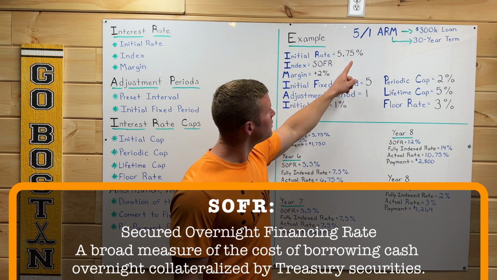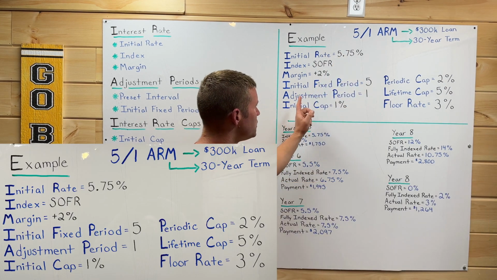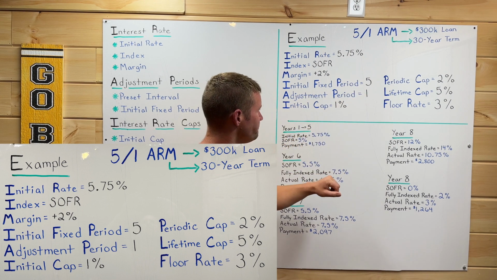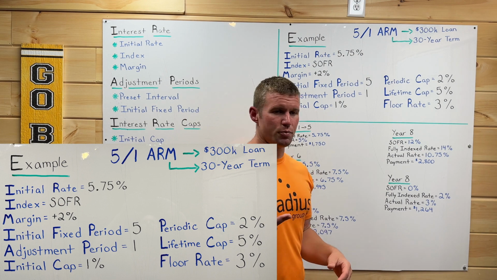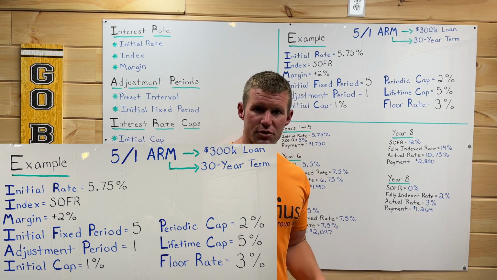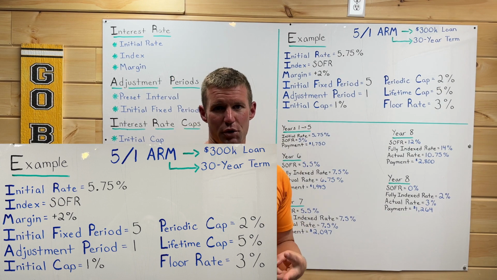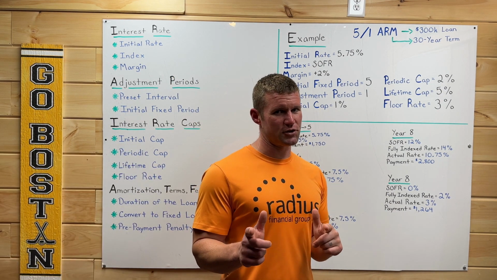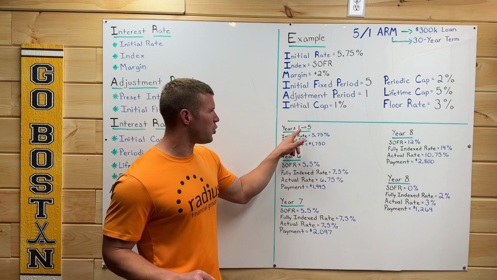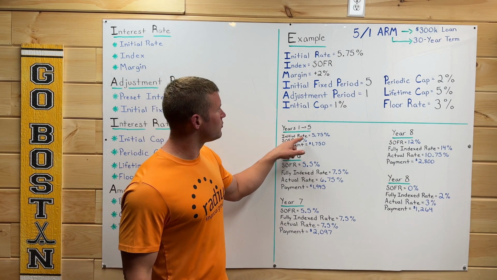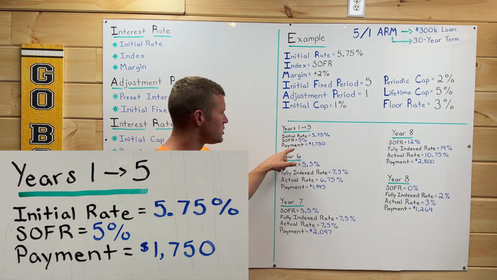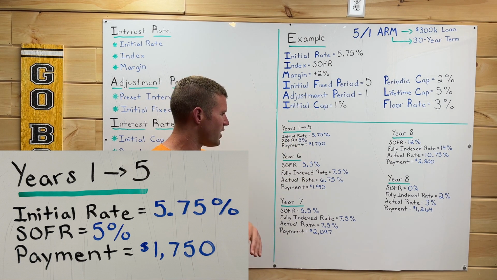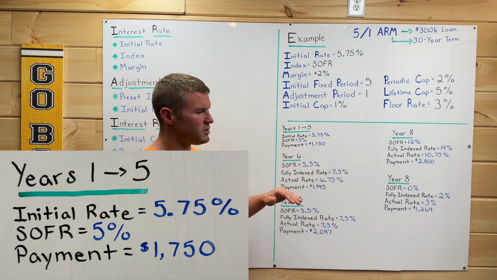The initial fixed period, again, is 5 years. The adjustment period is 1 year. Initial cap is going to be 1%. Periodic cap is going to be 2%. Lifetime cap of 5%, and then a floor rate of 3%. All right? Stick with me because this is a good example. Let's talk about years 1 through 5, right? Your initial rate, like we talked about, is 5.75%. So even though the SOFR is at 5%, we have an initial rate of 5.75%. That makes our monthly payment $1,750.